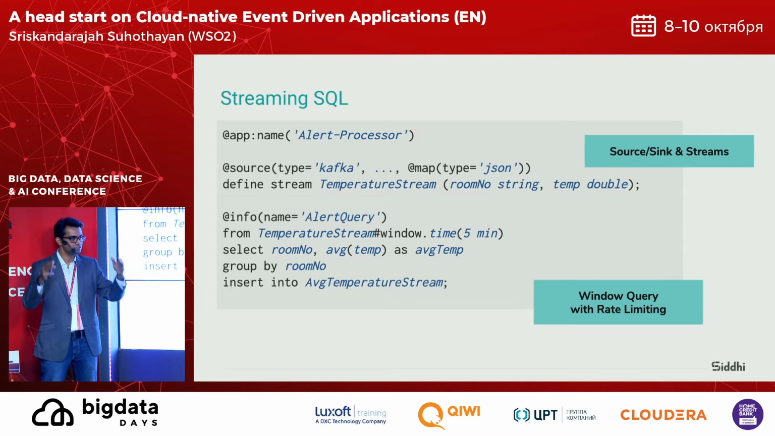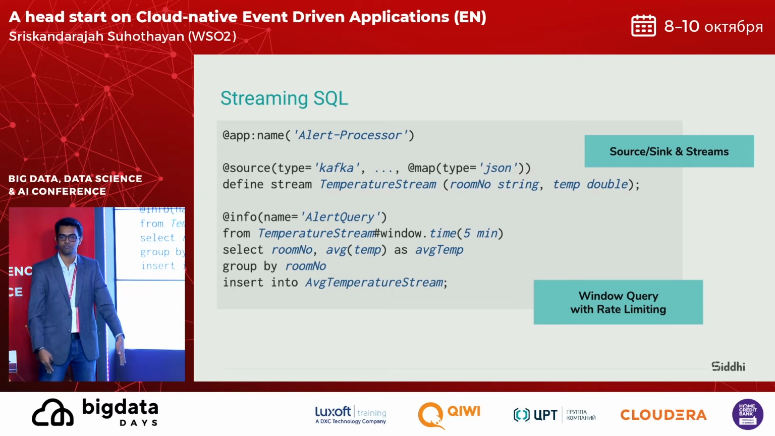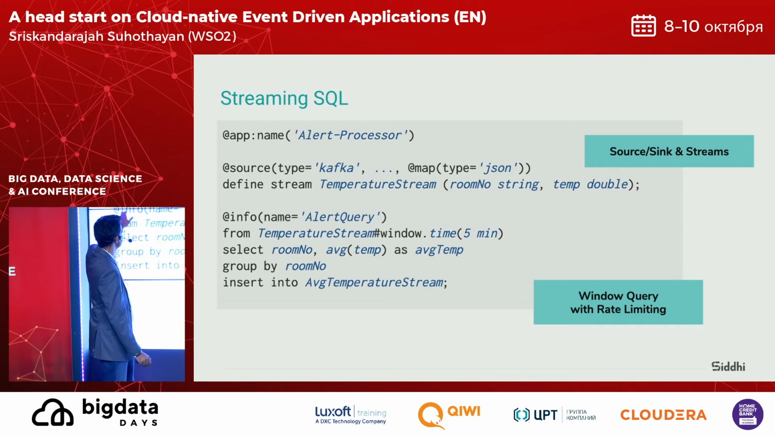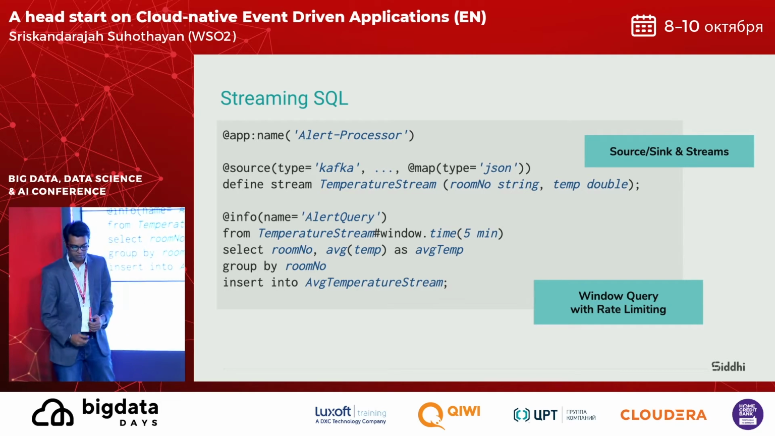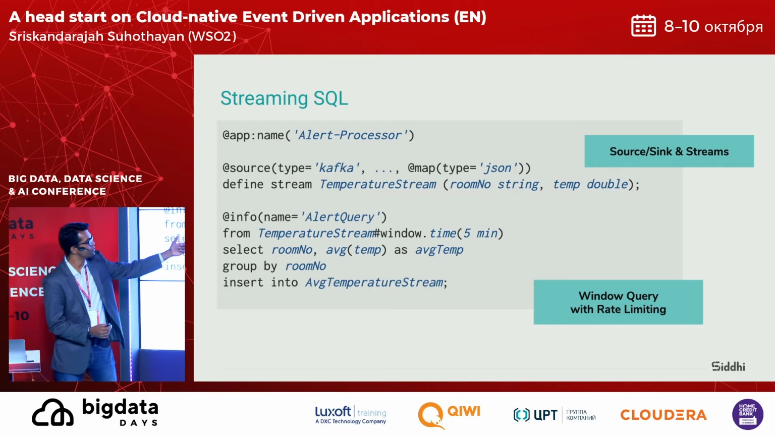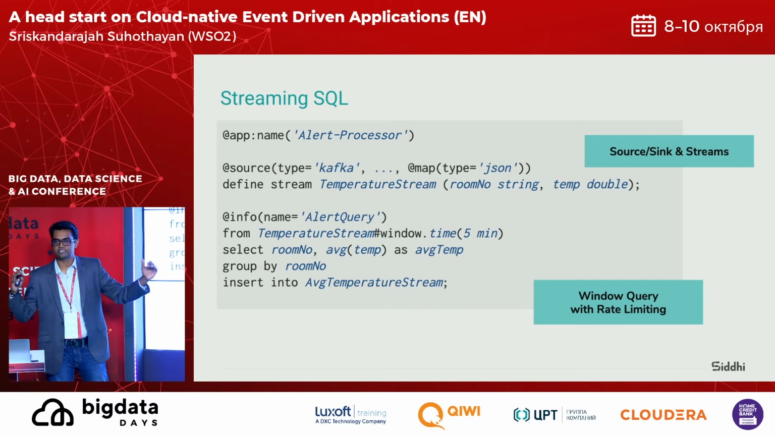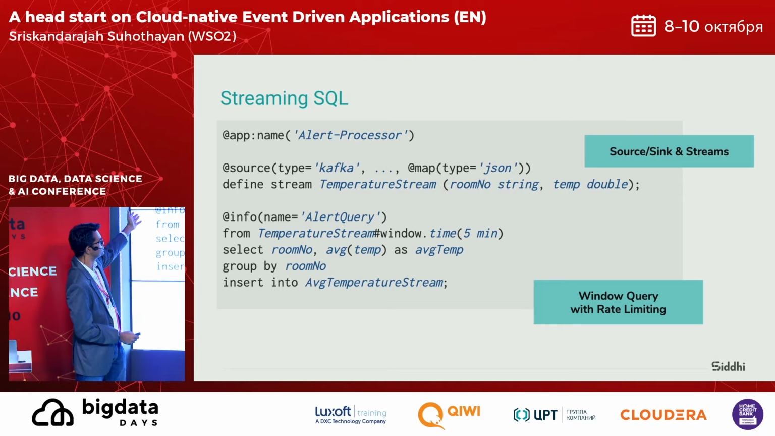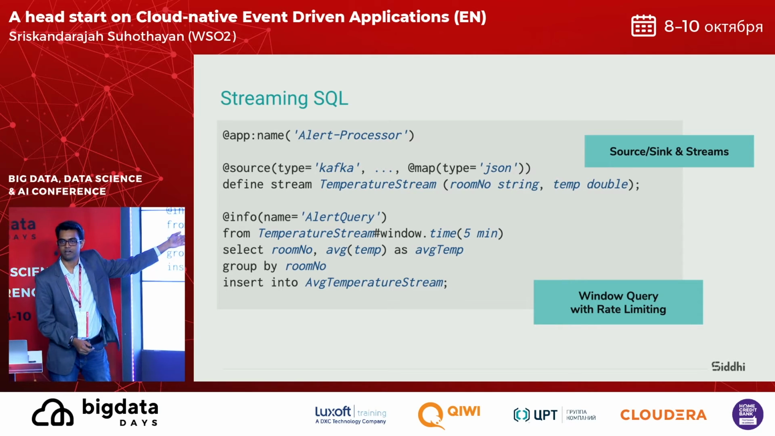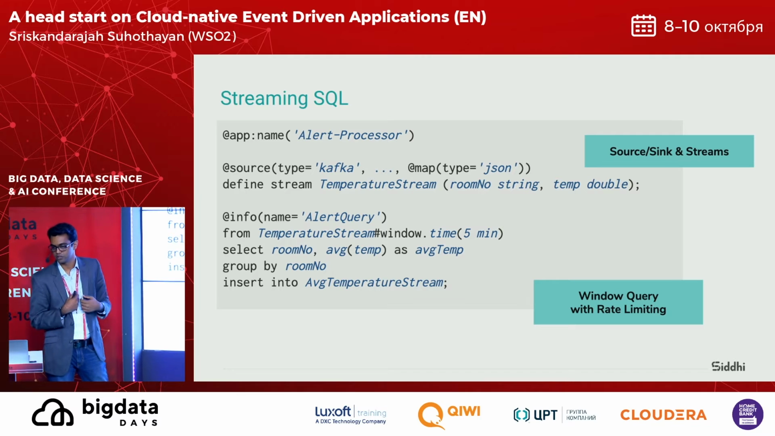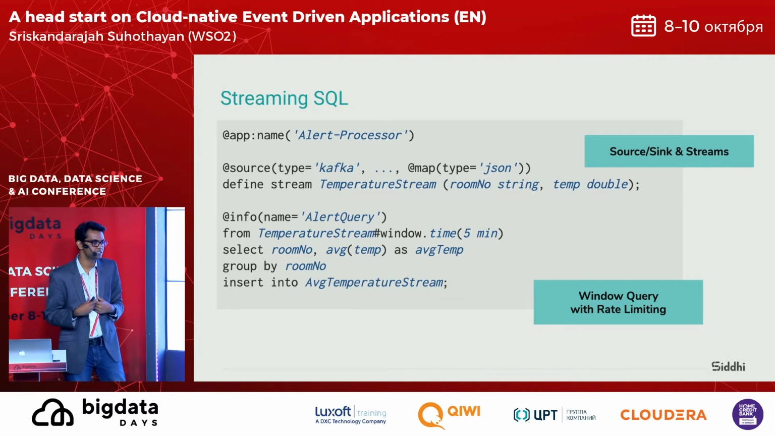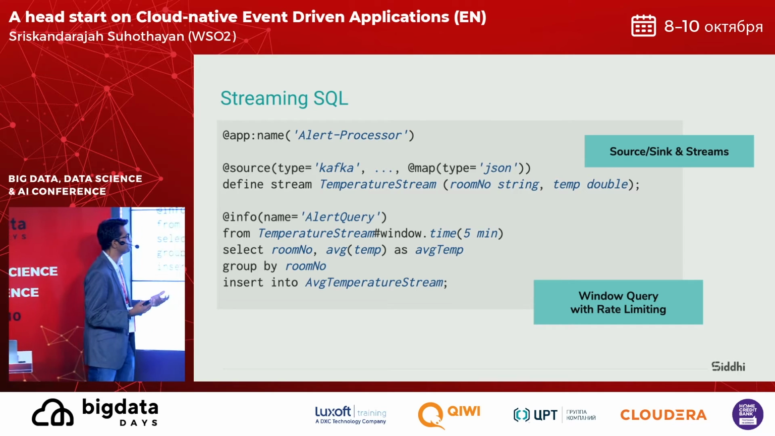Right, so there's a table with a lot of rows, an infinite length of rows, because data is continuously coming in. So we define a stream also like a table, like define stream TemperatureStream, and we have room number and temperature. Well, that's a stream, right? And we can define a source, we can say add source and give Kafka, and give the Kafka configuration, like where you want to consume that message from.